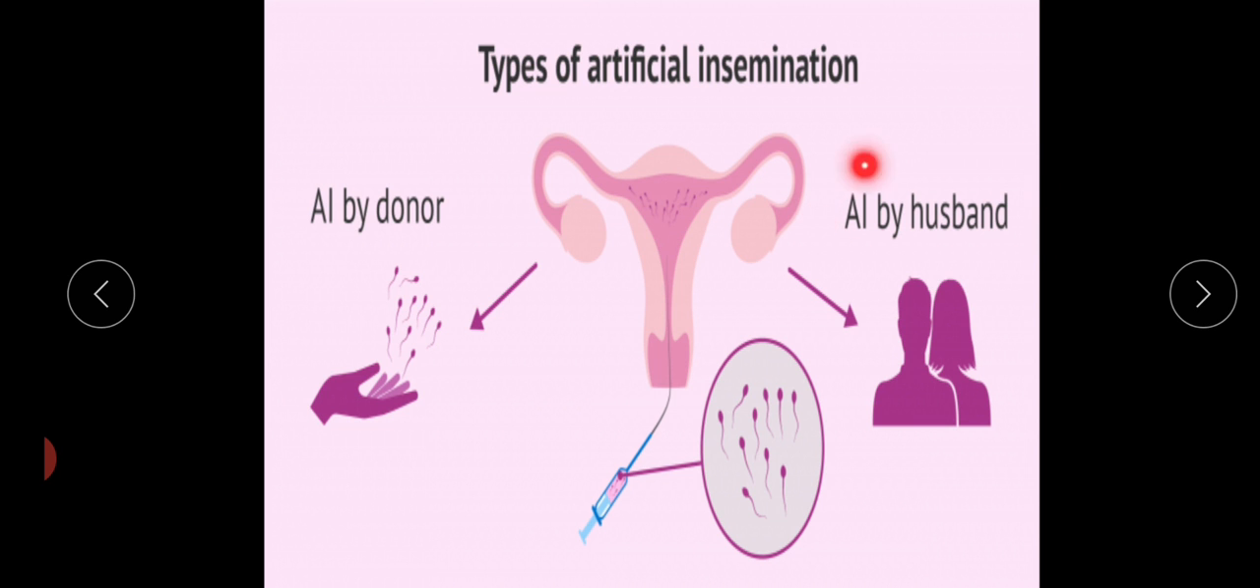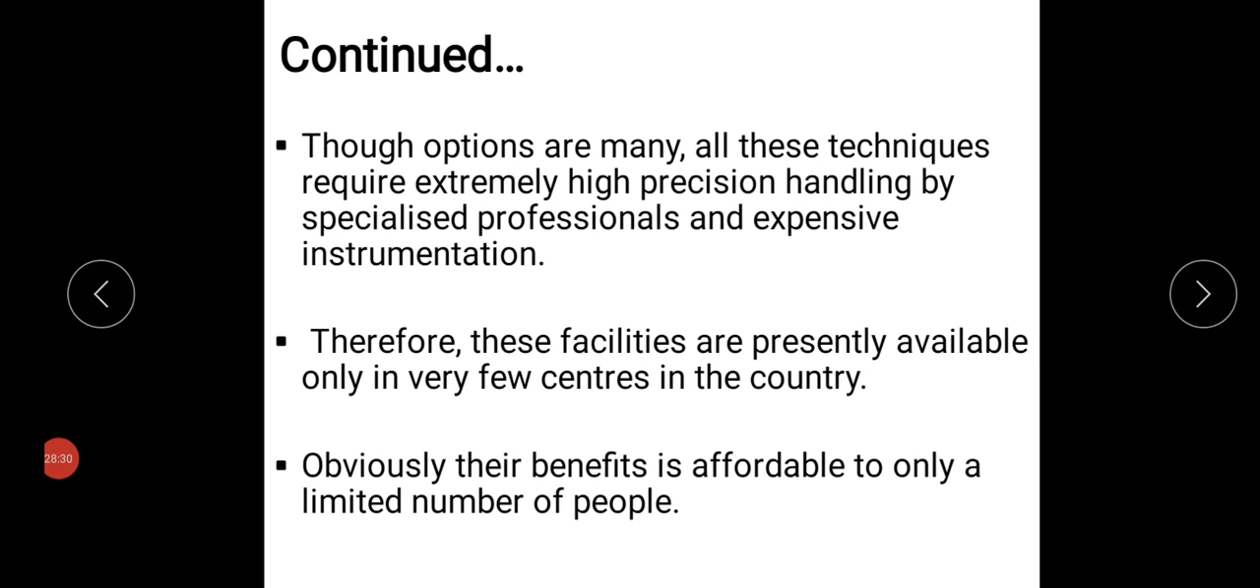Now artificial insemination by husband: the husband himself is giving, but the way or method is maybe not suitable for the female to conceive. In this condition, AI by husband, the male is able to produce the sperm, but in the pathway by which that sperm will travel to the ovum there are a lot of abnormalities. So in these conditions, both artificial insemination by donor and artificial insemination by husband can be used. Though options are many, all these techniques require what?